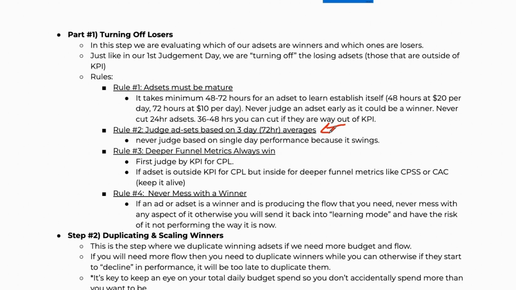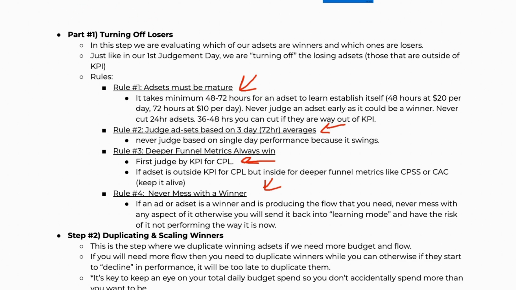And then on top of that, we always want to make sure that we're looking at deeper funnel metrics. We'll talk about that more in just a second. We never mess with the winner. We've talked about that in the past as well. And then making sure that the ad sets we are judging, the ad sets we are potentially thinking of turning off, are averaging worse than they used to, or that they're actually mature if they're, let's say, an initial test or something like that, right?